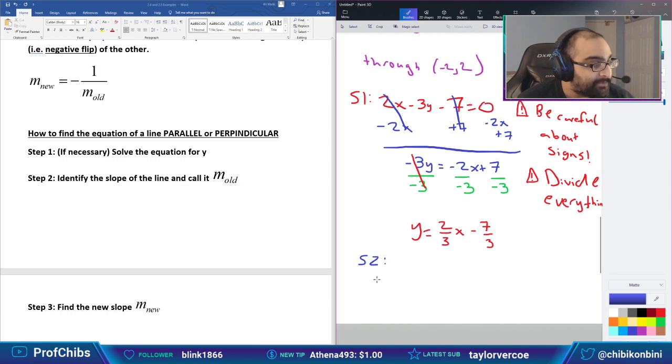All right, so step 2. Step 2 says identify the slope of the line and call it the old slope. Okay, so we have the old slope here. All right, so let's talk about that. What is the slope of this line? Let's identify that. What is the slope of the line that we found here in step 1? Okay, 2/3. Good, good.